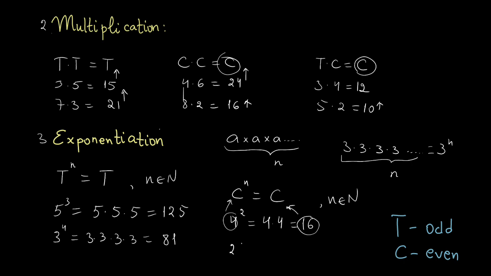Or if you take 2 to the power of 9, 2 to the power of 9 means multiplying 2 by itself 9 times. This equals 512. 2 was an even number and 2 to the power of 9 is also an even number. So, this is exponentiation with odd and even natural numbers.